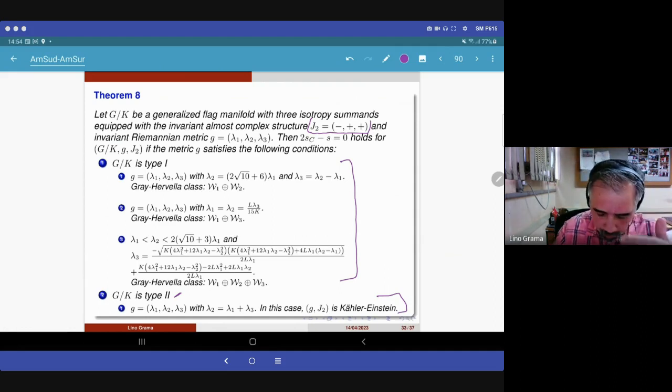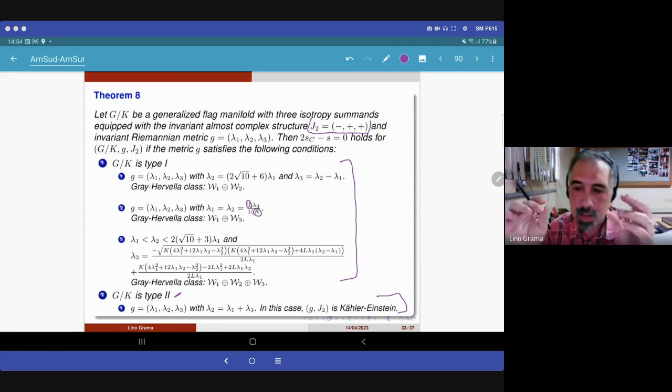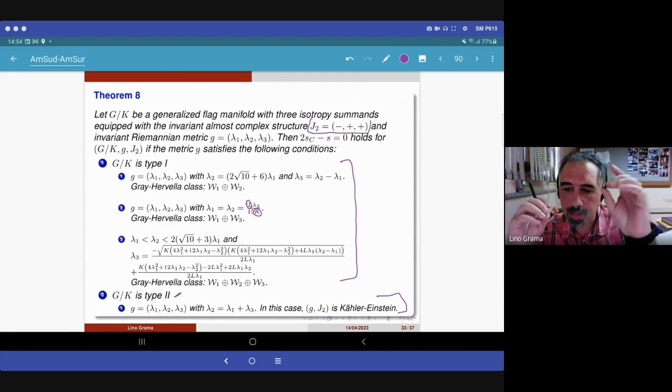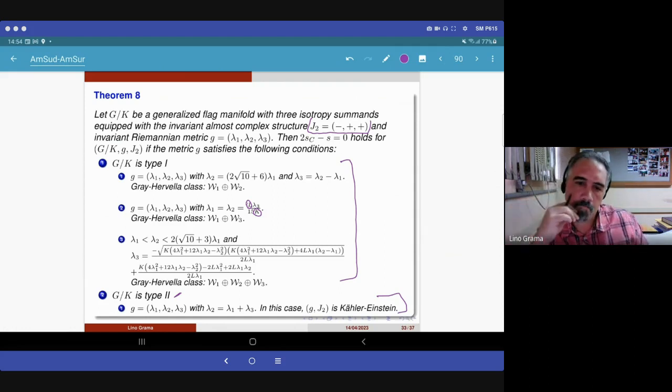We have examples in W1 plus W2, W1 plus W3, W1 plus W2 plus W3. This L and K here appear. This depends on the specific flag manifold, for each flag. This is a kind of invariant of the algebra, the simple algebra that appears in the flag. But this is computable.